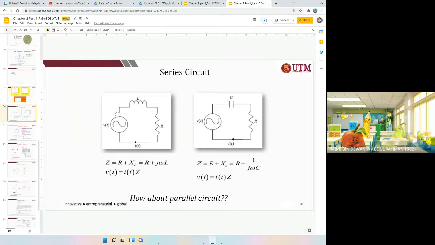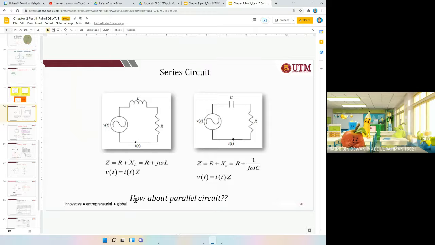In circuits, this is your series circuit. Z, which I showed just now, the impedance, is equal to R plus the reactance due to the inductor, so R plus j omega L. So Vt equals It Z, where Z is the total impedance. If we go to series circuits containing resistor and capacitor, you have Z equals R plus Xc, just like what I showed just now. Vt equals It Z.